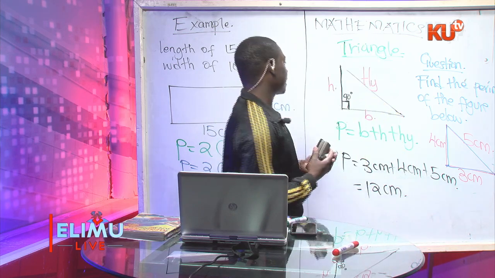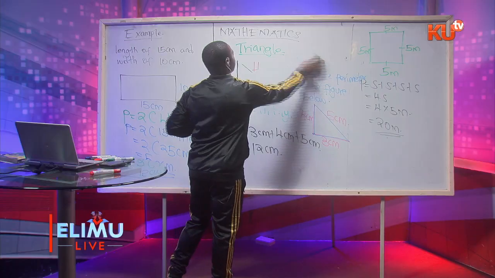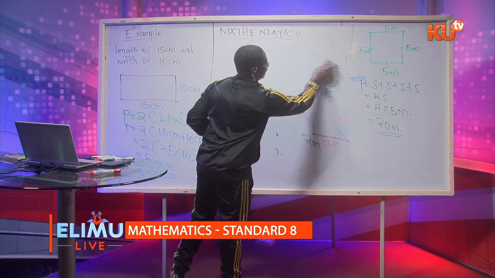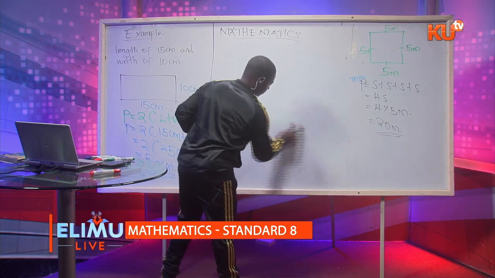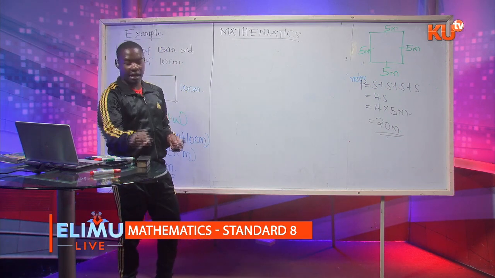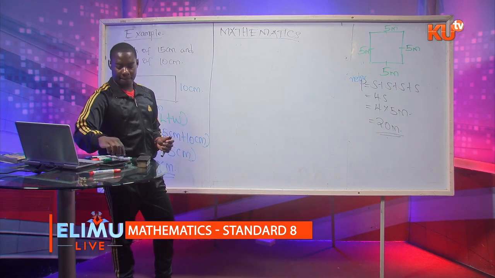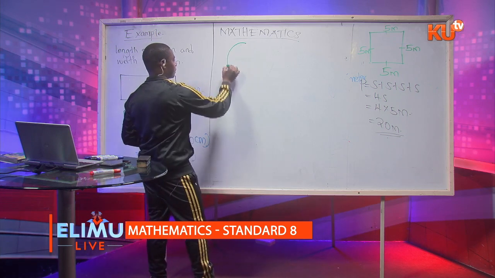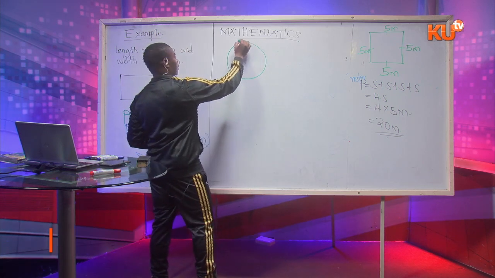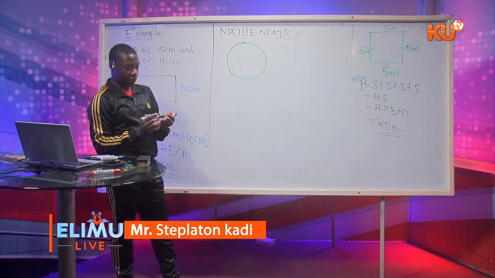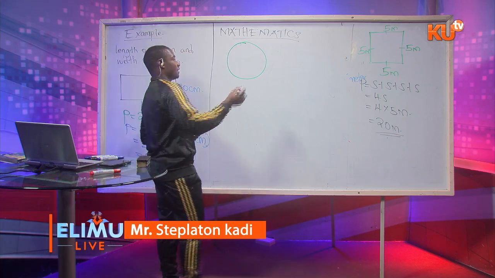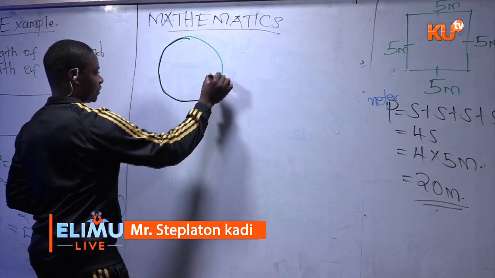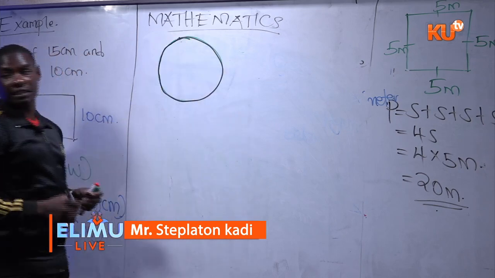So let's look at a circle and see the figure of a circle. So we have this figure here. This is our figure that shows a circle. That is a circular figure, so we can all see that. Let me make it dark for you to see it. So that is a circle.